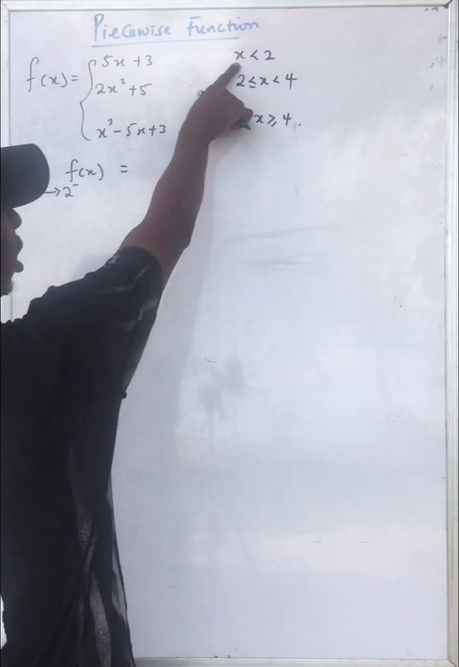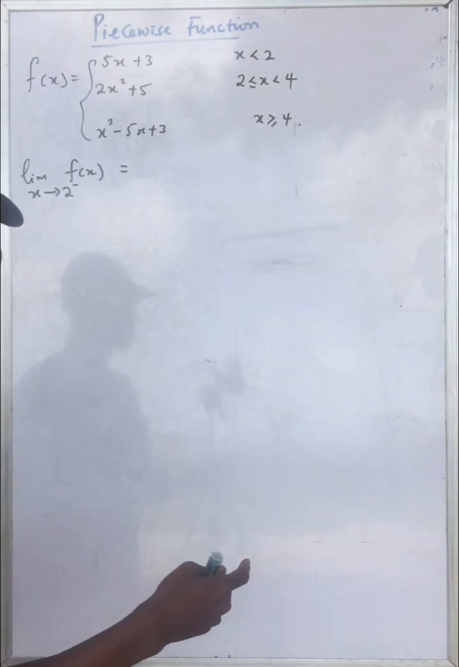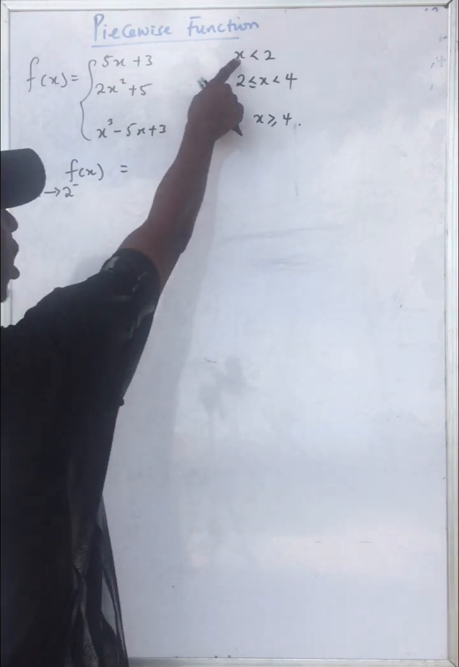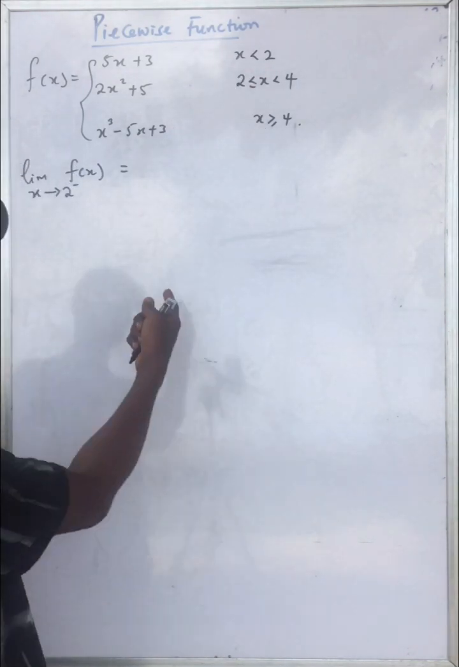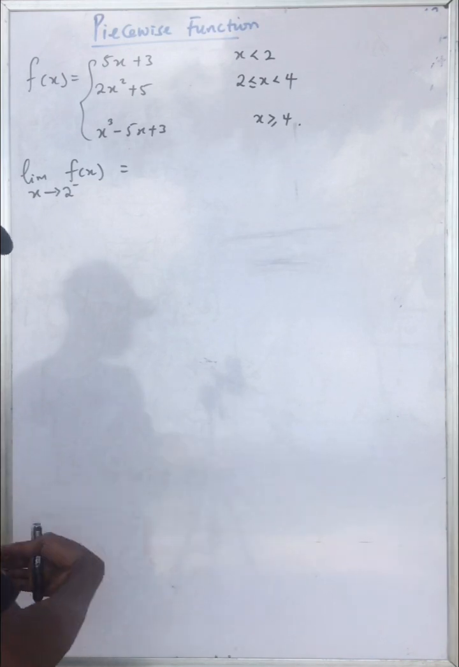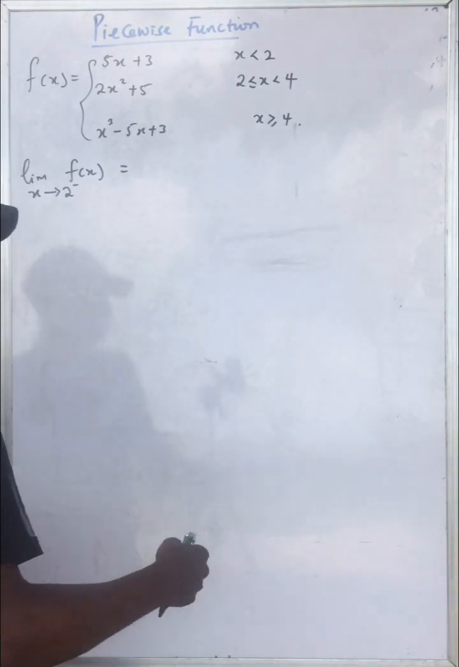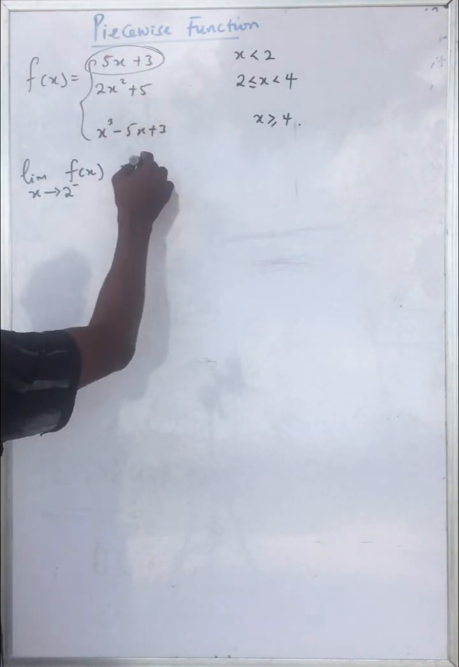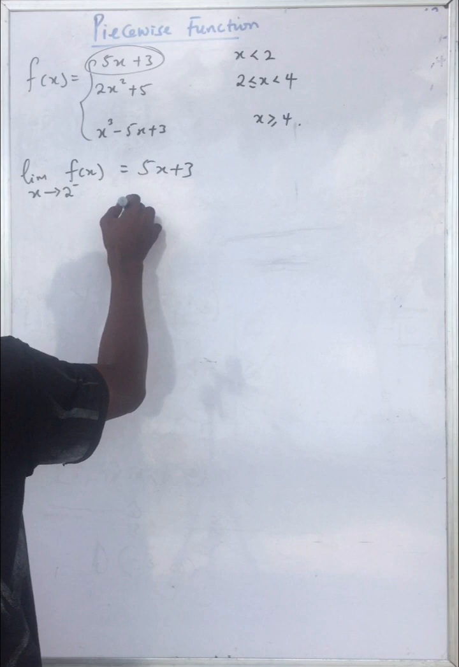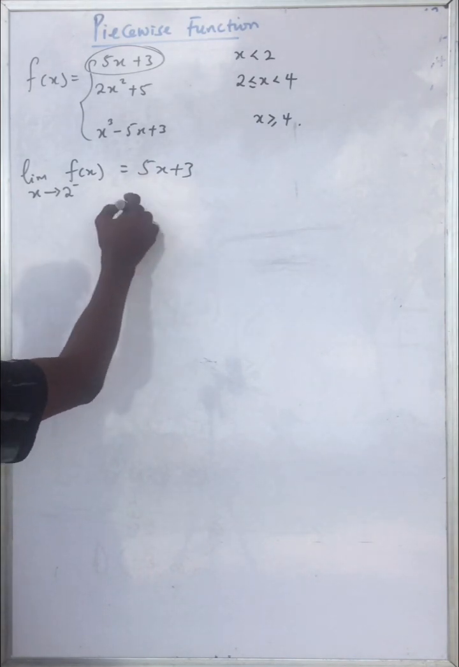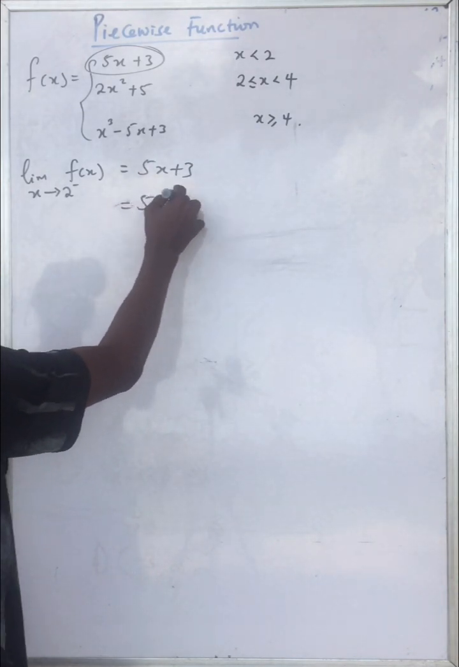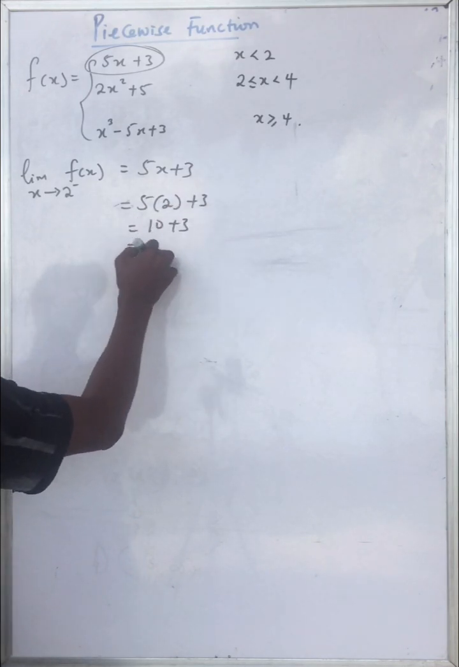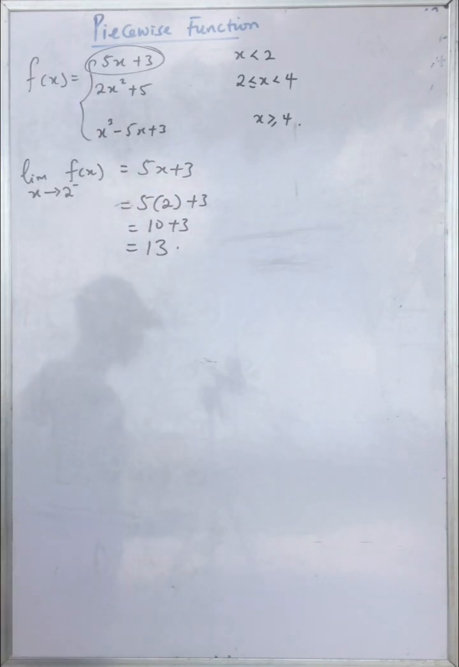Remember, this value indicates x being less than 2. In one word, x is approaching 2 from the left. Numbers less than 2 include 1.9 and 1.5. So in this case, x is approaching 2 from the left. We are going to consider the function 5x plus 3, and we insert 2 anywhere we see x. We have 5 open bracket 2 plus 3, which gives 10 plus 3, which is 13. I hope you understand what I'm doing.